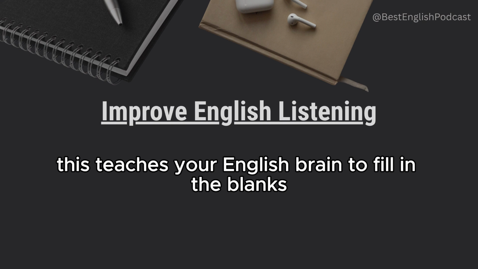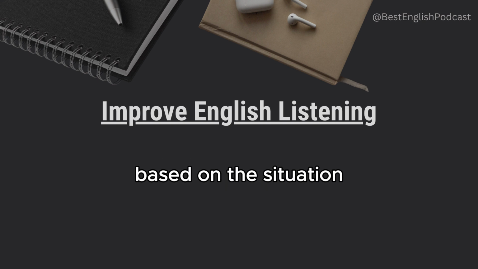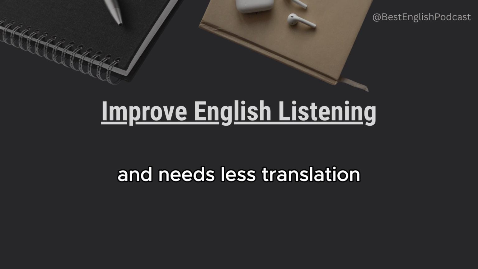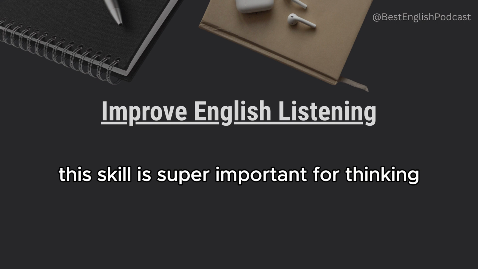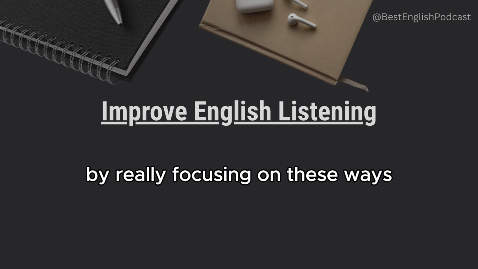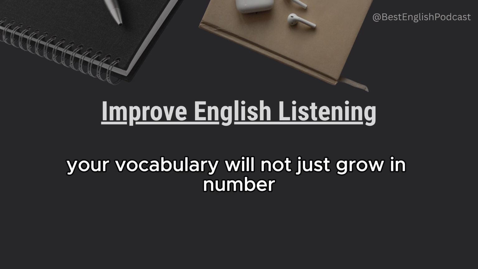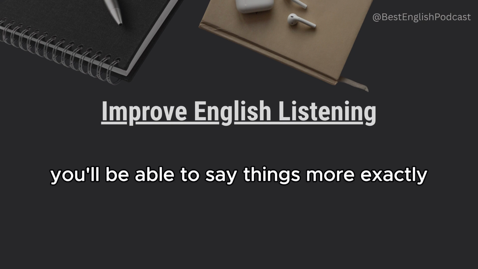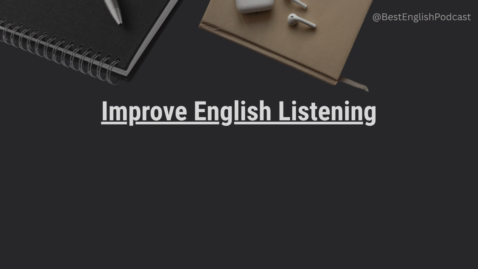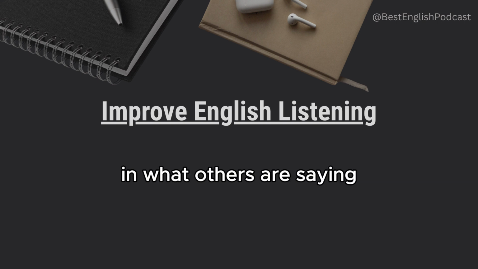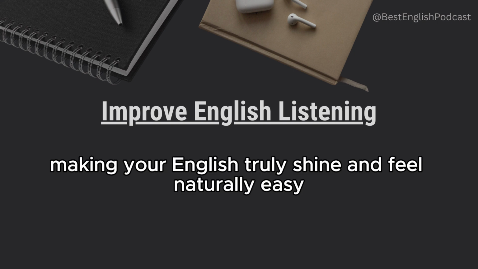This teaches your English brain to fill in the blanks based on the situation. This makes you understand much faster and needs less translation. This skill is super important for thinking and understanding quickly, where you don't have time to stop. By really focusing on these ways, your vocabulary will not just grow in number, but truly in quality and depth. You'll be able to say things more exactly, think more truly and richly in English, and understand the small differences in what others are saying, making your English truly shine and feel naturally easy.